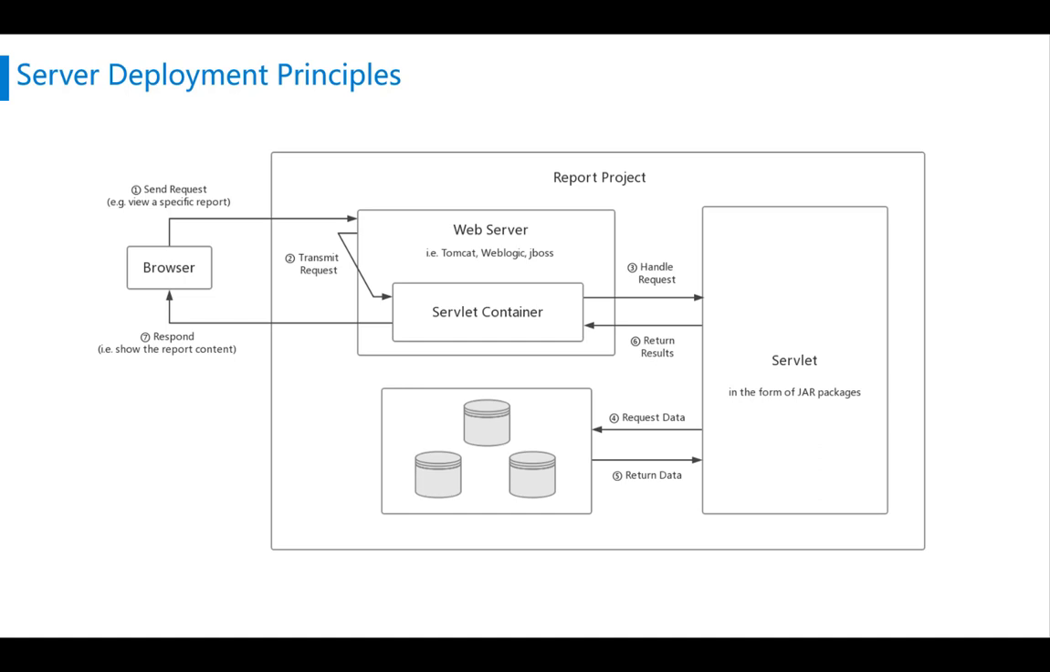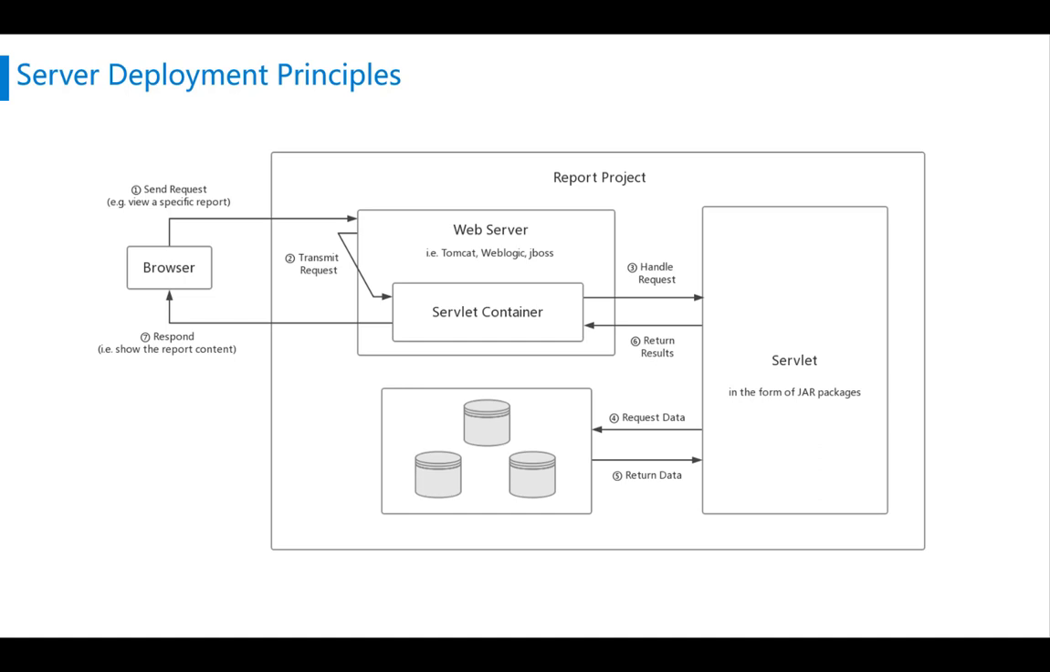The figure below shows how a deployed report project works. Step 1. Enter a URL in the browser. Suppose the URL is a request to view a specific report in the report project. Step 2. A web server, for example Tomcat or WebLogic, receives the request from the browser and then judges the request.